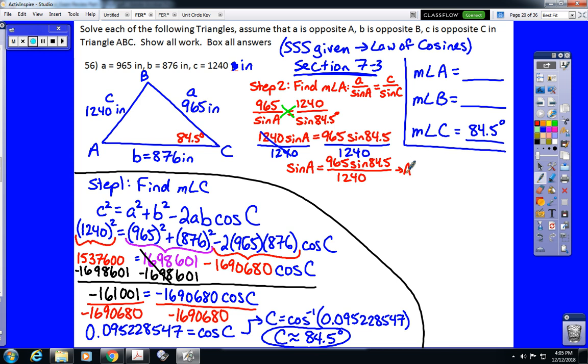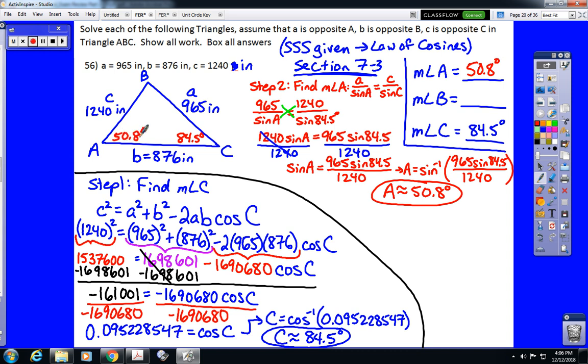That means that A is the inverse sine of that fraction, 965 sine 84.5 divided by 1,240. So we feed this to the calculator, second sine, fraction button, and start feeding it in. 965 sine 84.5 divided by 1,240. And we get, again rounding to 3 significant figures, that angle A is 50.8 degrees. So there's our second answer. Angle A is 50.8 degrees.